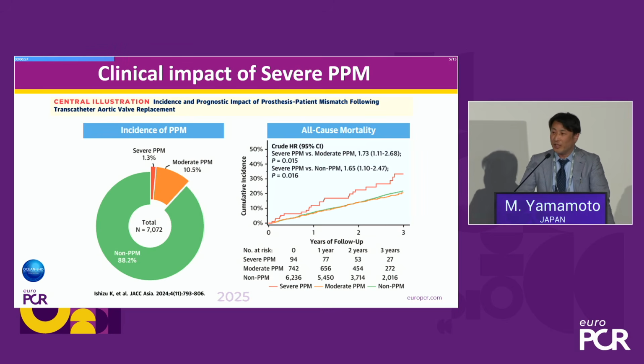What about the clinical impact of severe PPM in our OCEAN registry data? First of all, because of the small body surface area, the rate of severe PPM is extremely low, 1.3% in our cohort, even though we collected 7,000 patients. But the existence of severe PPM is associated with an increased risk of mortality compared with moderate PPM or no PPM. So if possible, we need to avoid severe PPM in our small body surface area cohort. That is the starting line.